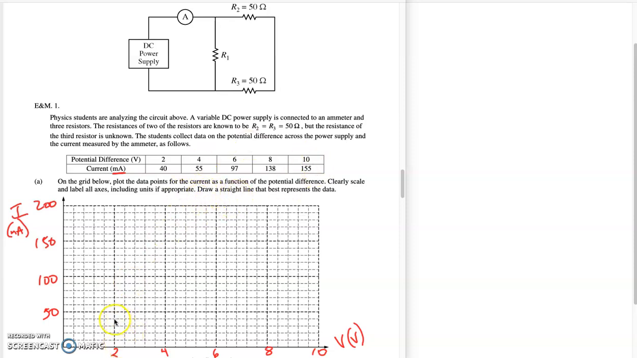And as we plot these guys, we'll have to go over to 2, to 4, over to 4, up to 55, over to 6, up to just under 100. 138 will be just under this guy. And then 155 will be that guy. All right, this looks like a little bit of a zigzag, and they did tell us to draw a straight line. So I'm going to pause the video and get my ruler and draw a straight line.